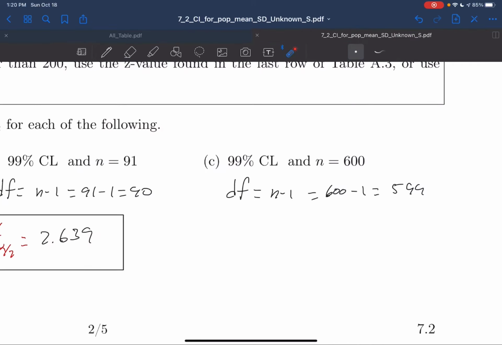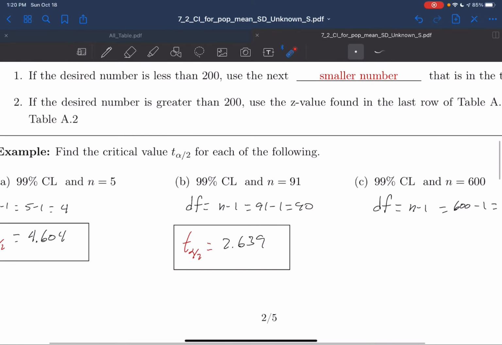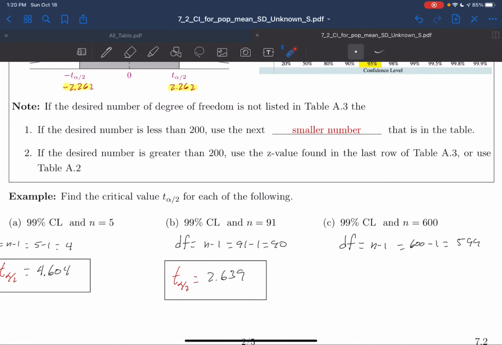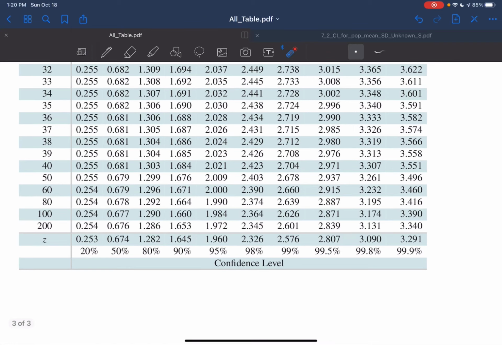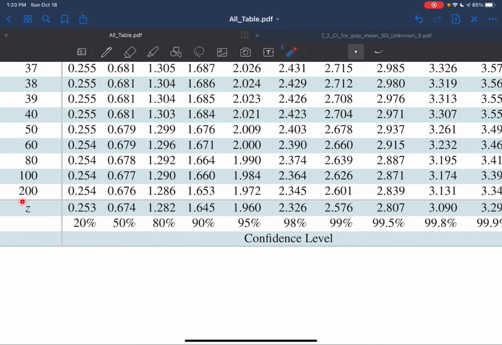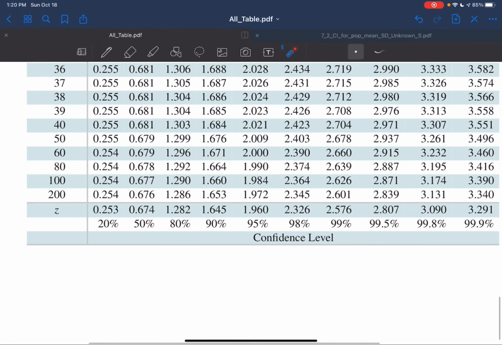So since 599 is larger than 200, we actually use the z-values, because since our degree of freedom is so large, it's kind of approximating a standard normal curve. So we're just going to use the z-value for our critical value.